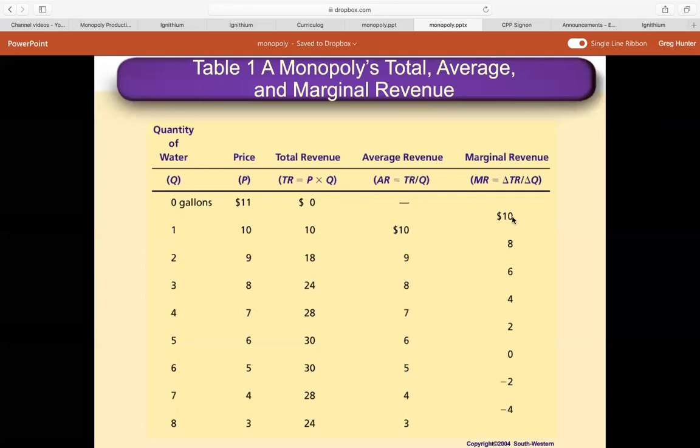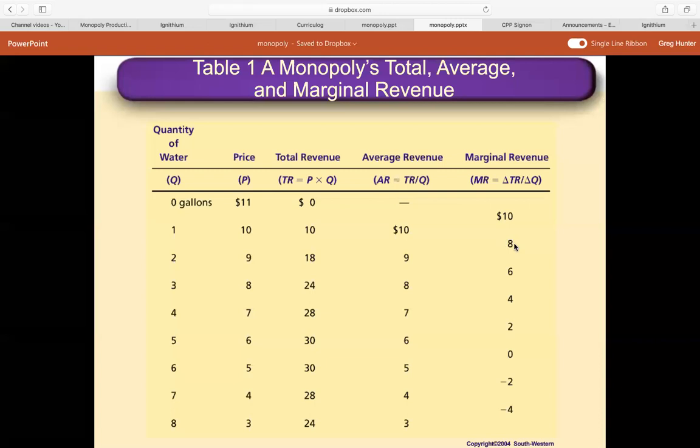But marginal revenue is different from what we saw with the competitive firm. Notice that initially, when you sell 1 gallon of water for $10 a gallon, your total revenue goes from 0 to 10. So you bring in $10 of additional revenue. That's your marginal revenue. But if the monopolist wants to sell more than 1 gallon of water, they've got to attract an additional customer, so they have to lower the price. In this case, they lower it to 9, and their revenue goes from 10 to 18. So how much revenue did they get from selling that extra gallon? Well, they only got $8 of revenue.